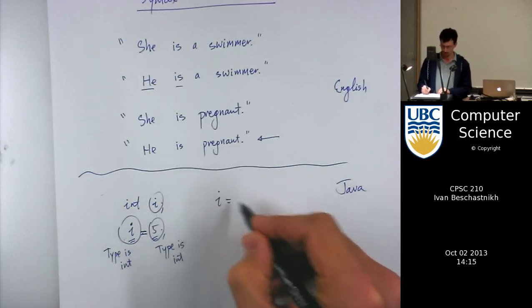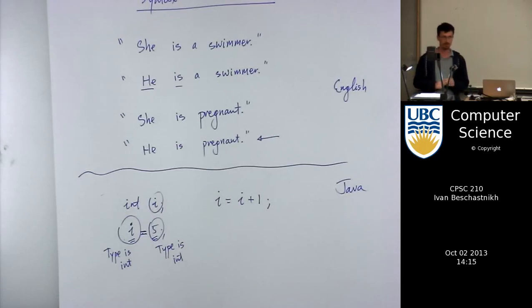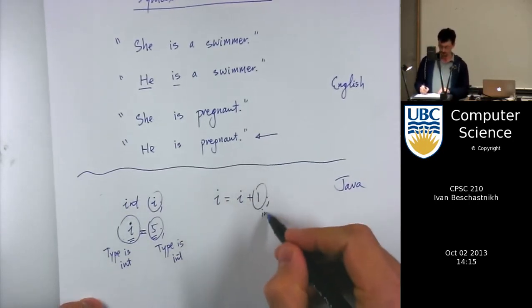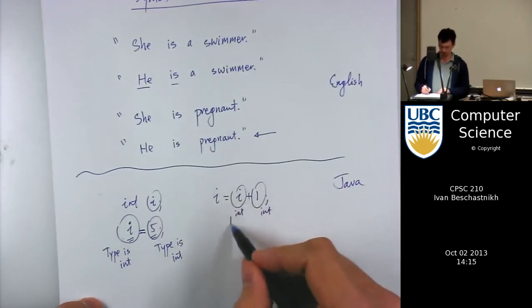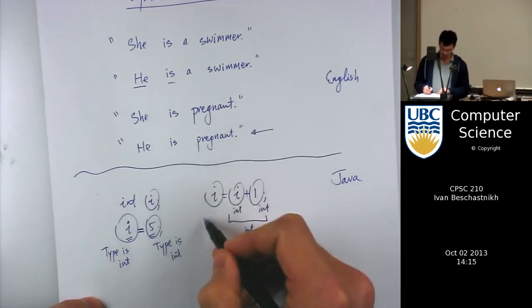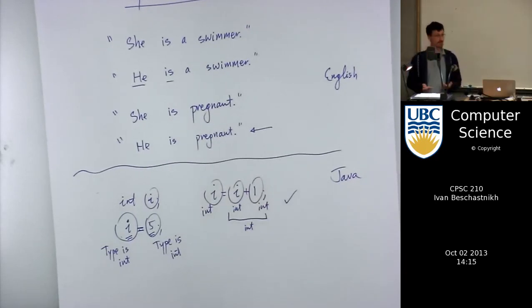But what if I had i equals i plus 1? Then you have to do a little bit more reasoning. You have to say something like, okay, 1 is an integer, i is an integer. This plus expression takes two integers and produces an integer. And this thing on the left is also an integer. So what I'm doing here is basically checking the types of my expressions and then making sure that they're compatible to make the assignment.